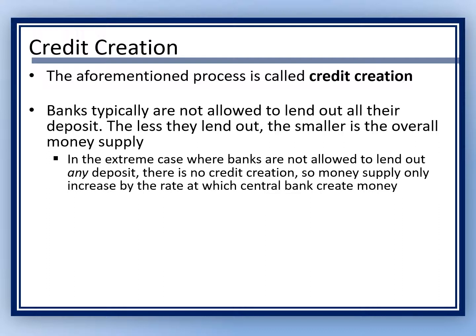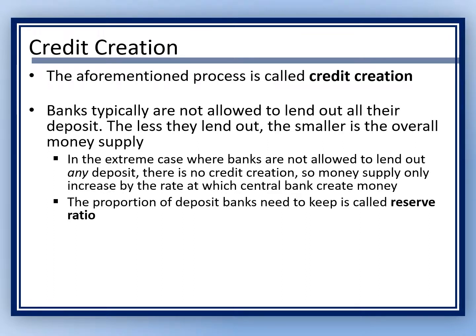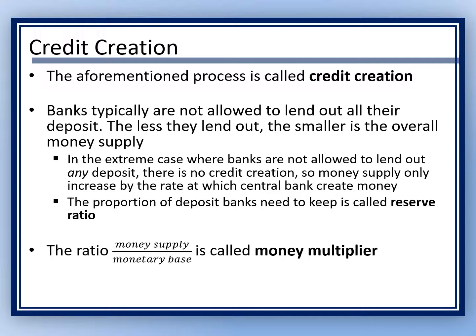Now, in the extreme case where banks are not allowed to lend out any deposit, there's no credit creation, so the money supply only increases at the rate at which the central bank creates money, but then you're basically removing the whole banking system. So this never happens. The proportion of deposits banks need to keep is called the reserve ratio, and this is what central banks very often adjust once in a while to affect the money supply. The ratio of the money supply, like M2, over the monetary base, M0, is called the money multiplier.